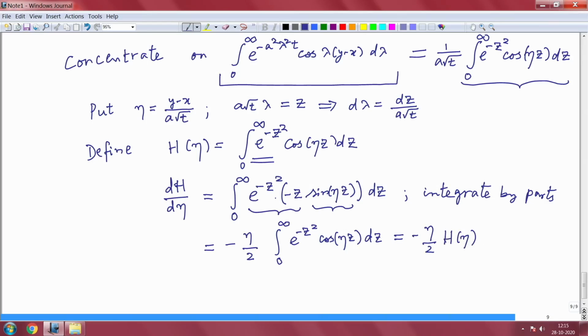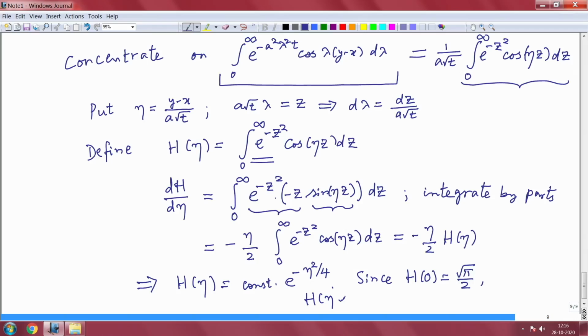So the function h satisfies a first order ODE with variable coefficients, and that implies h of eta is a constant times e to the minus eta square by 4. Since h of 0, putting eta equal to 0, cos 0 is 1, this is a well known integral whose value is root pi by 2. We obtain h of eta, and this constant is root pi by 2.